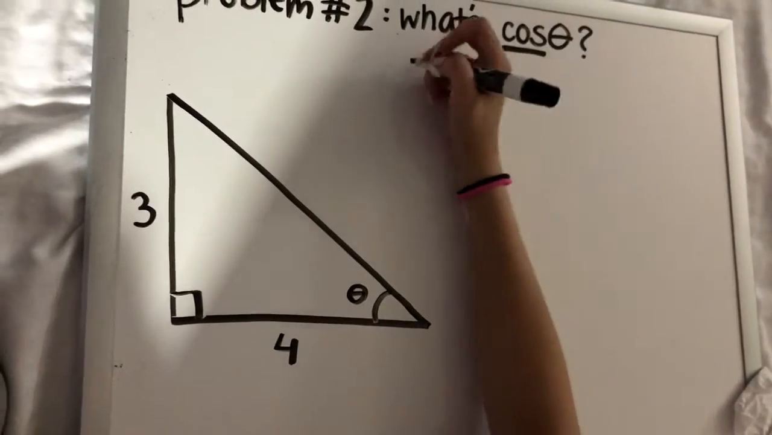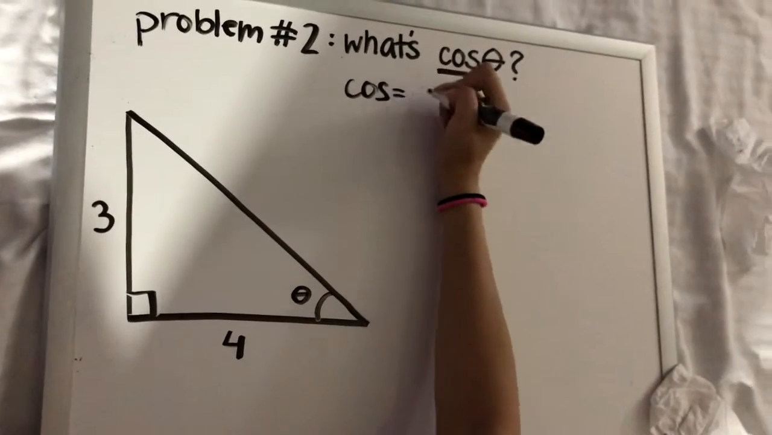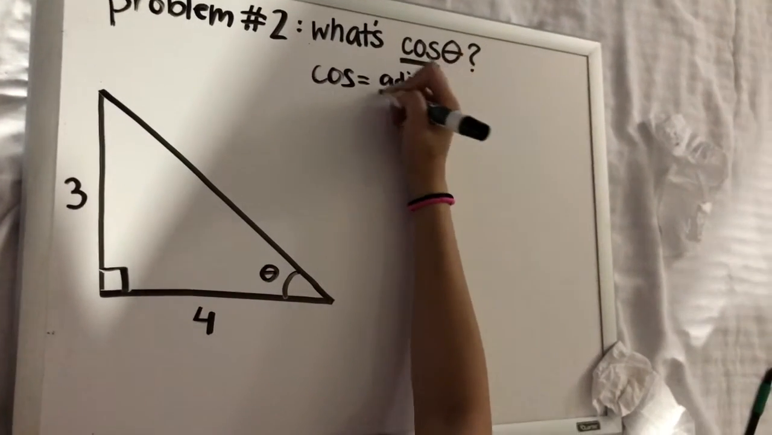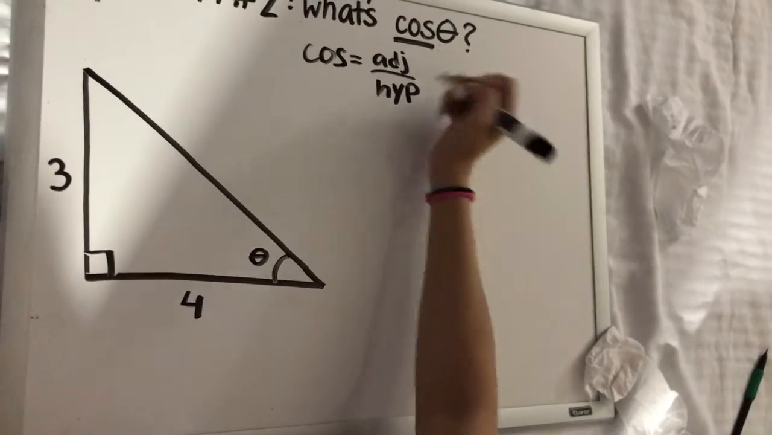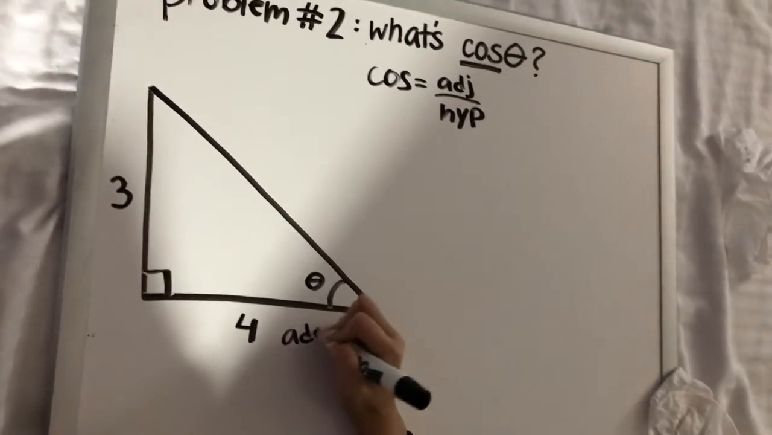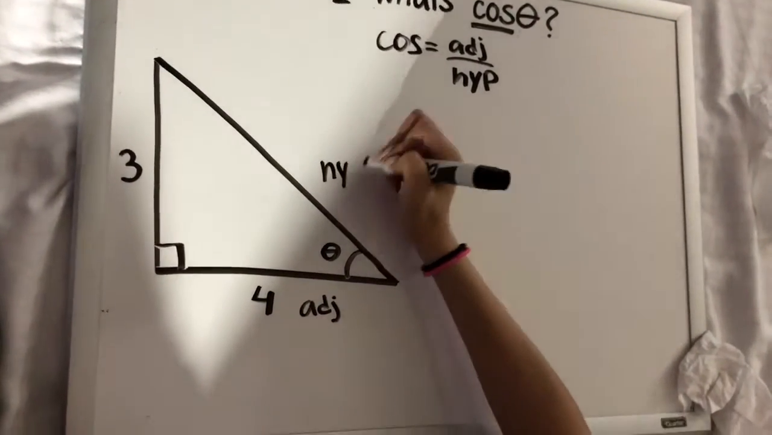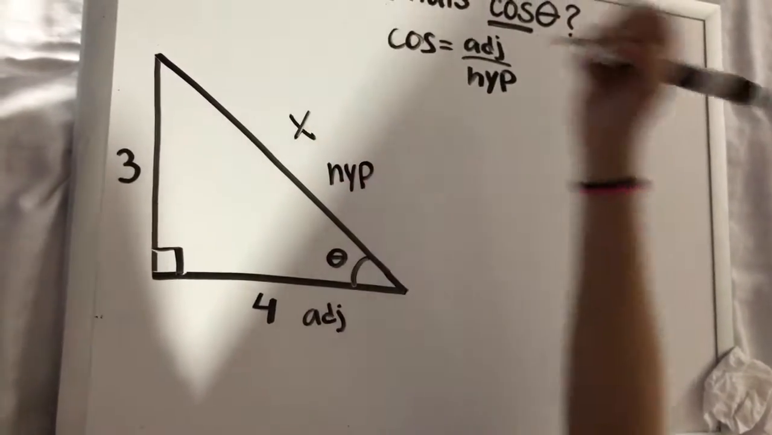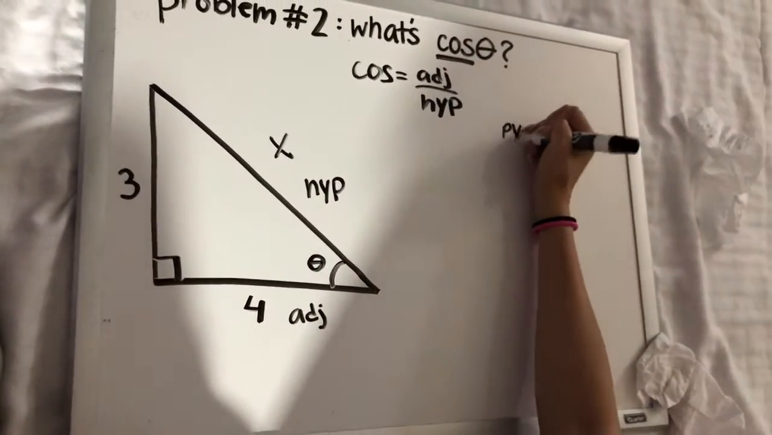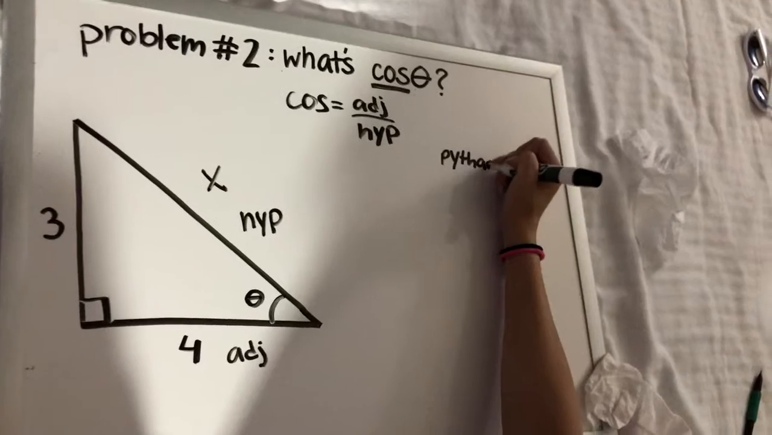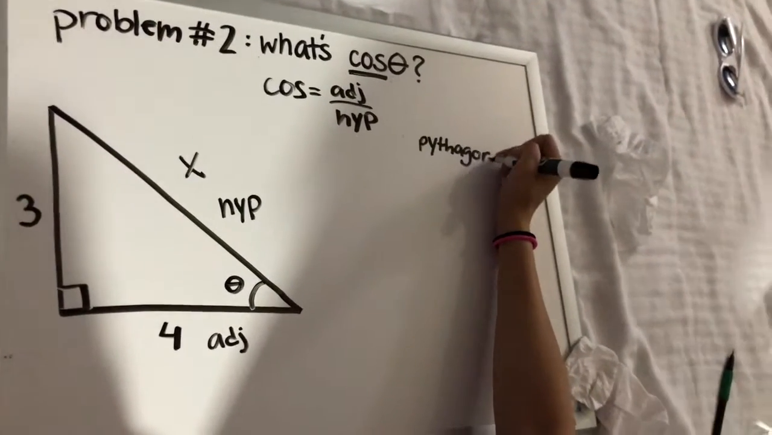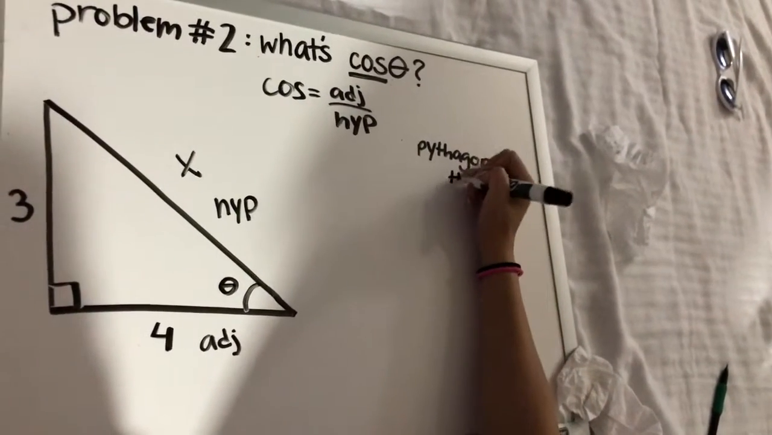So for this next problem, we're trying to solve for cosine, and as we know, cosine equals adjacent over hypotenuse. We are given 2 out of the 3 sides, but we only need the adjacent side and the hypotenuse side. So what do we have to use? The Pythagorean theorem to solve for the hypotenuse.